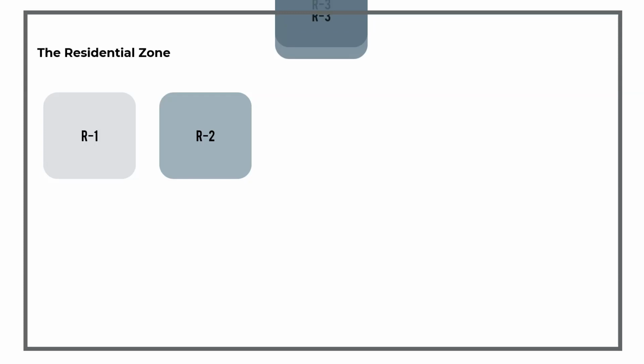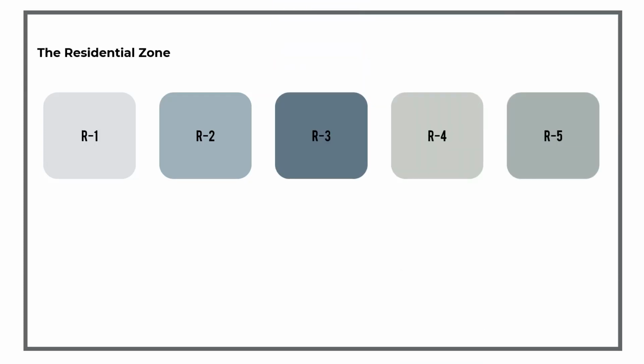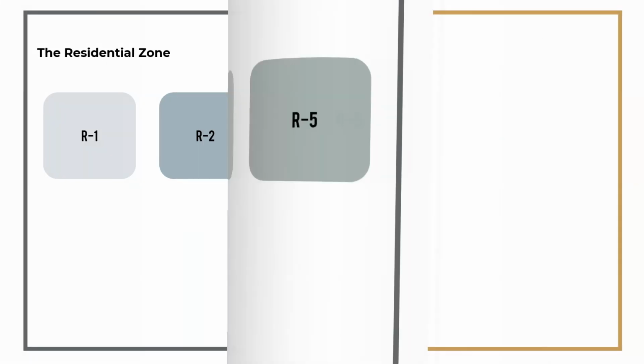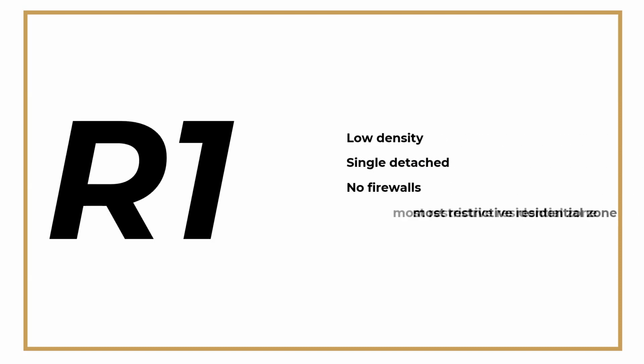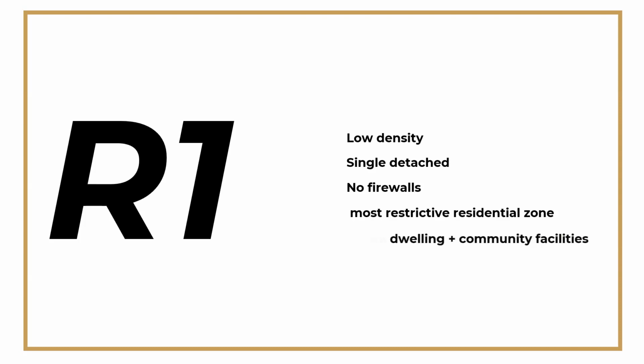So residential is tied to density. The residential zone. So what are the residential zones? We have R1, R2, R3, R4, and R5. And for today, we will talk about R1. It's a low density, single detached, no firewalls, most restrictive residential zone, and then it's dwelling plus community facilities. So the R1 zone is your typical residential zone.